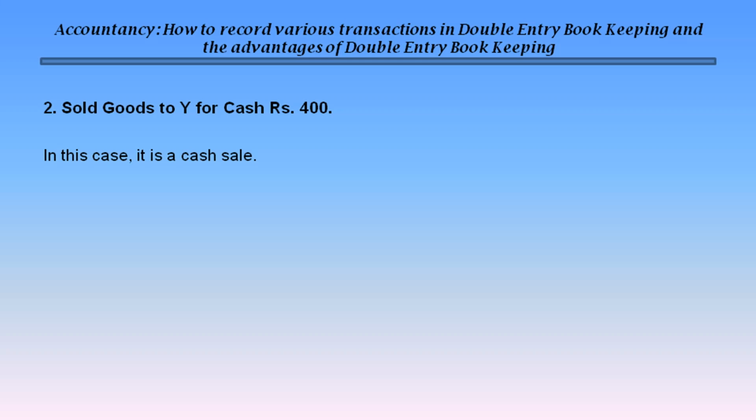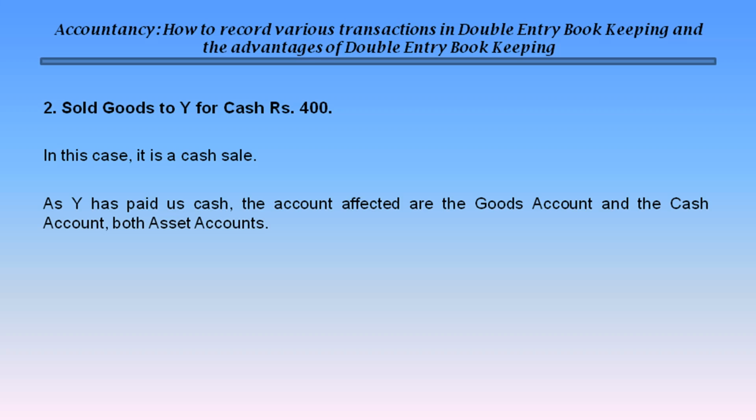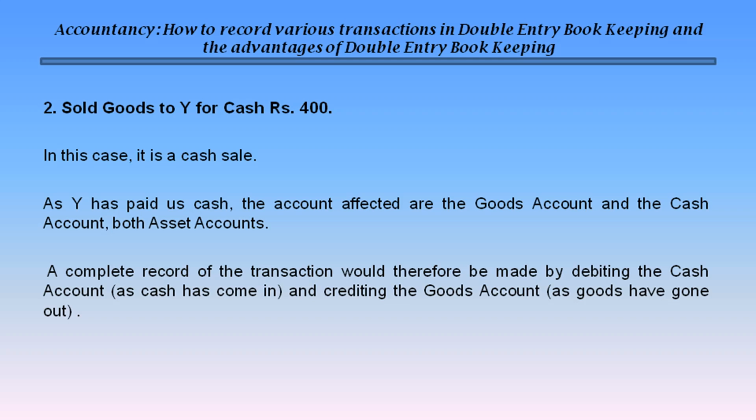Sold goods to Y for cash rupees 400. In this case, it is a cash sale. As Y has paid in cash, the accounts affected are the goods account and the cash account, both asset accounts. A complete record of the transaction would therefore be made by debiting the cash account as cash has come in, and crediting goods account as goods have gone out.